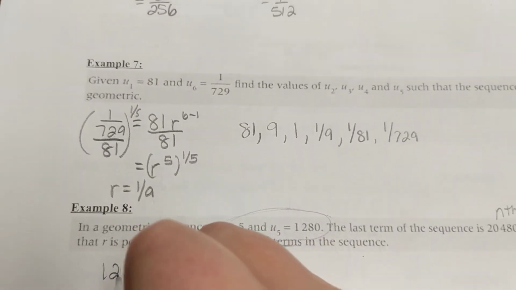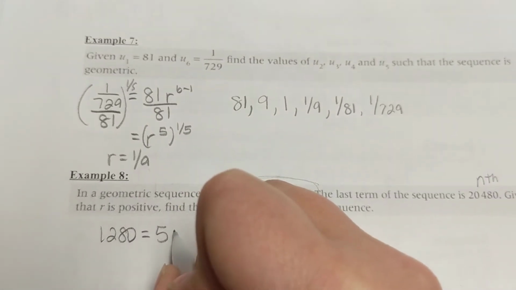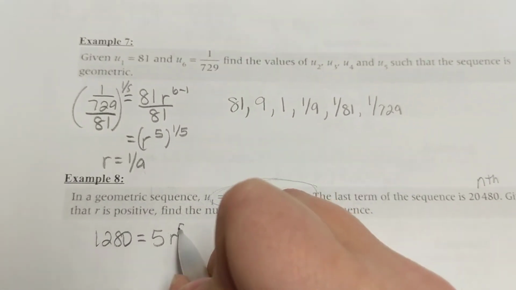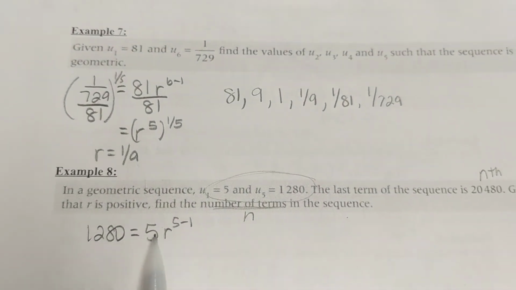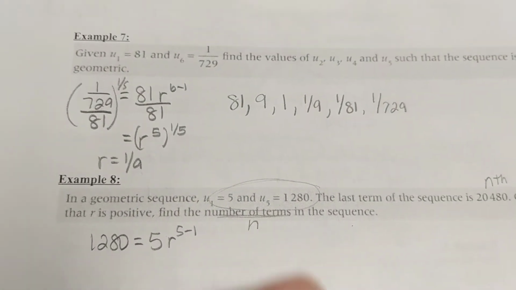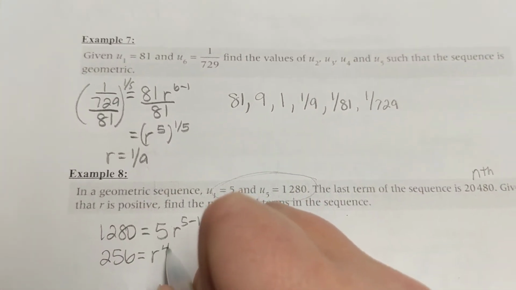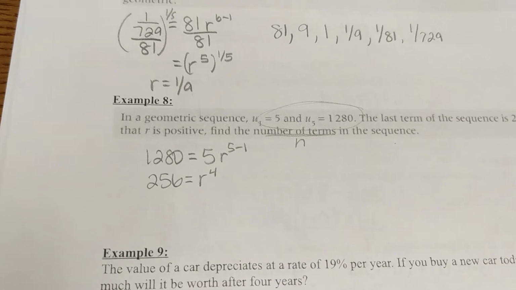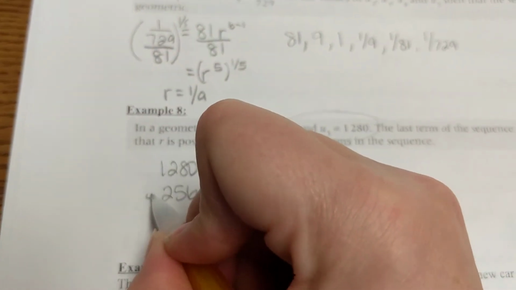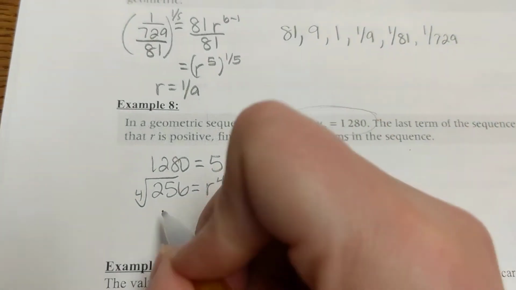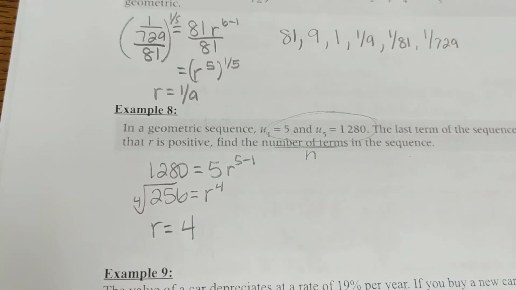I know that 1280, first term r to the 5 minus 1. I know that's a true statement. So when I divide by 5, this time we get a nice number, 256 equals r to the 4th. And then just like what we did that last time, we do the fourth root or to the 1/4 power, and we get 4.